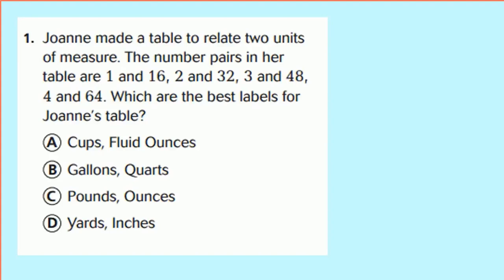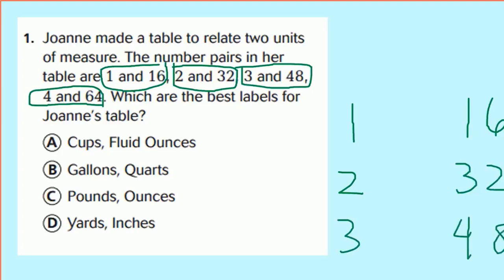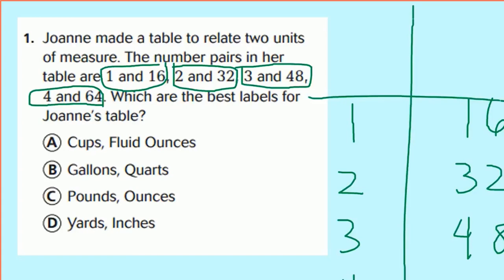All right, so let's take a peek at this one more time. Here are the number pairs: 1 and 16, 2 and 32, 3 and 48, 4 and 64. So I'm looking at 1 and 16 because I know the rest are just multiples of 16 going down, right? So what I want to think about is the 1 and the 16. 1 what to 16? Let's look at the choices.